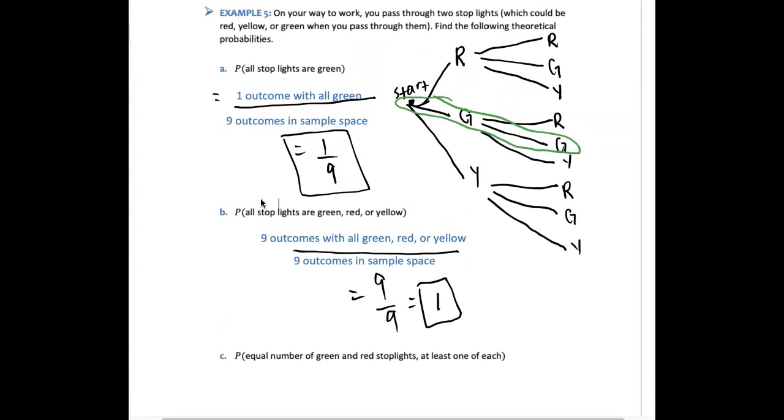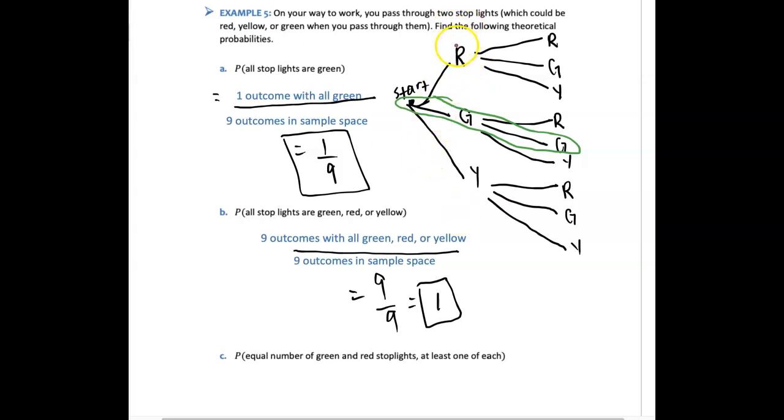So at least one of each. Since we have 2 stoplights, this means that I'm looking for 1 red, 1 green stoplight. Again, the first step is to interpret what this means, right? An equal number of red and green, at least one of each. And since there's 2 stoplights, that means exactly 1 red, exactly 1 green. So I will use red pen here to circle those outcomes.